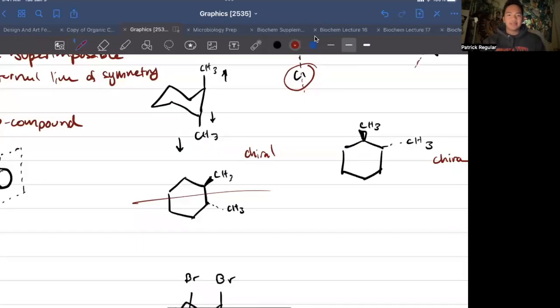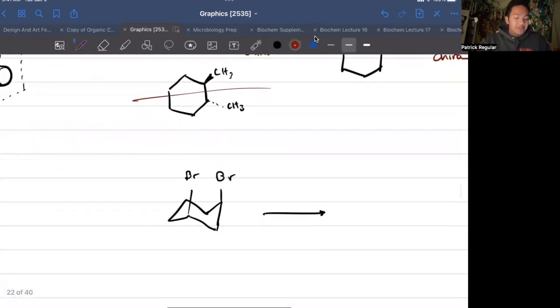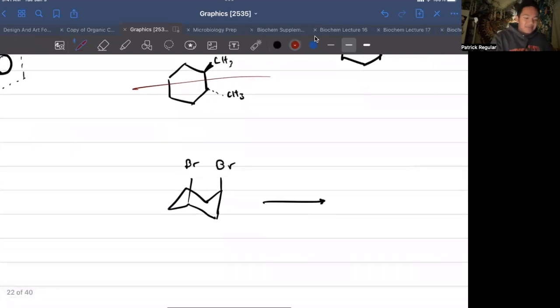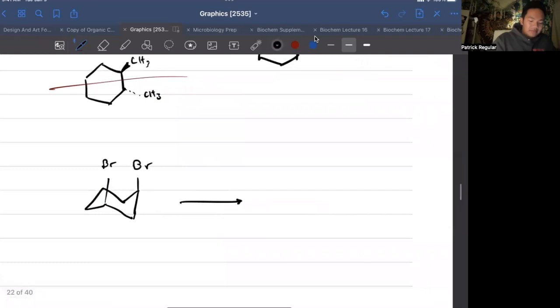Okay, so back to where we were. No plane of symmetry. It is chiral. Now let's take a look at this one. All right, chair conformation. What do we do? Make it planar.